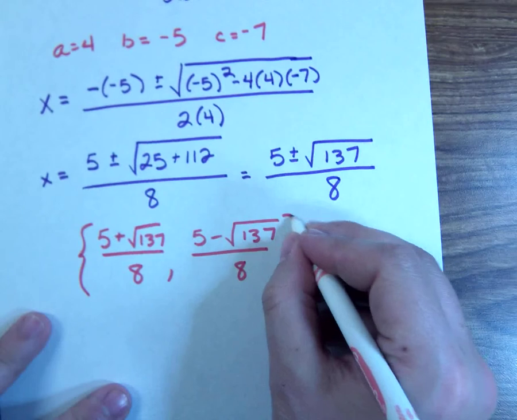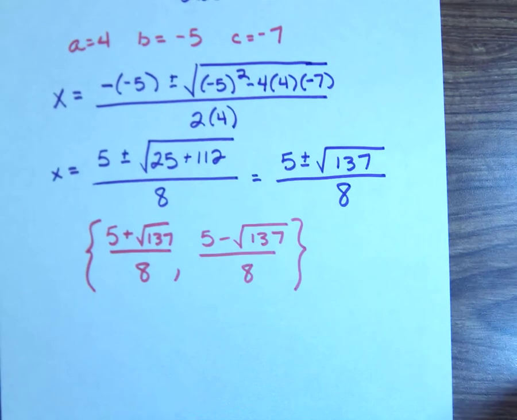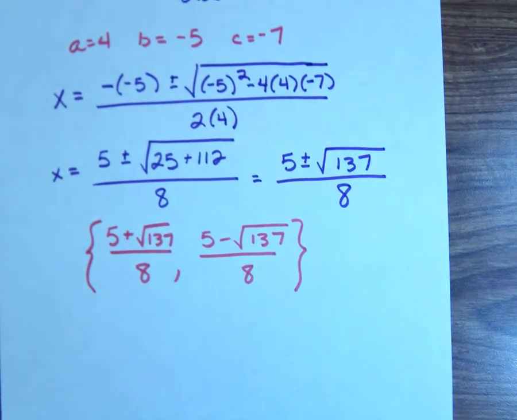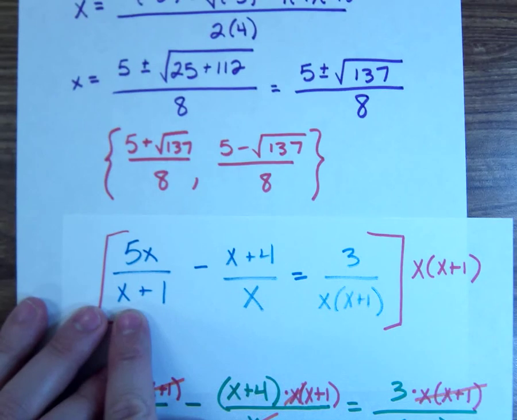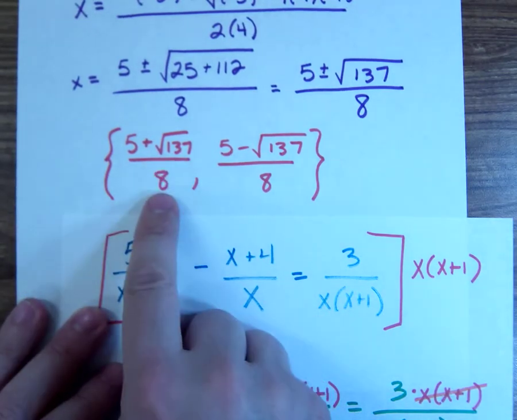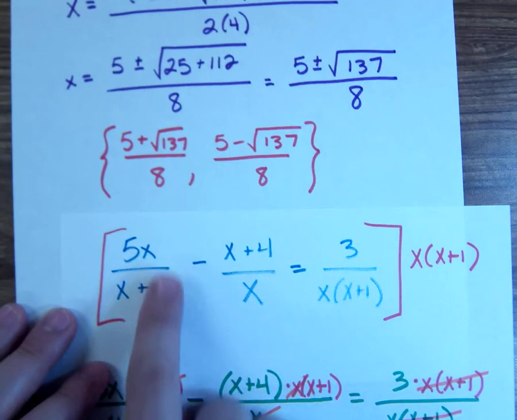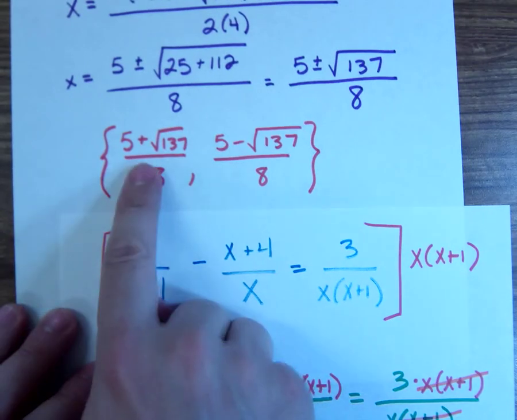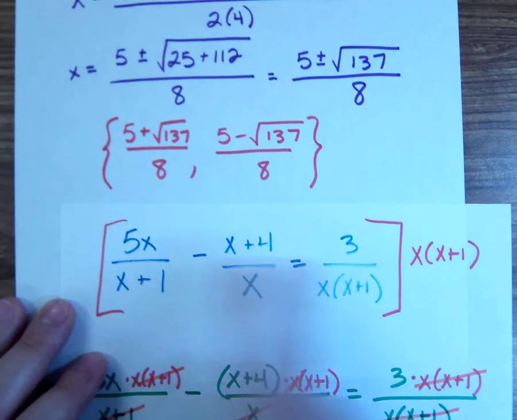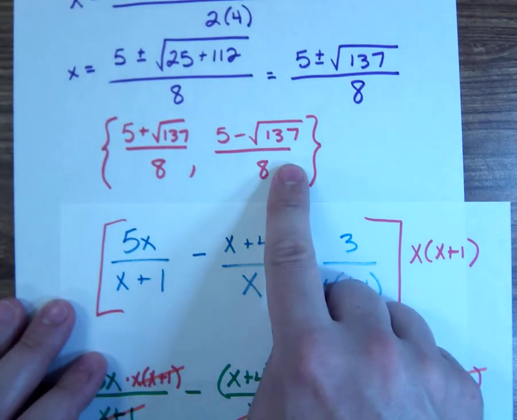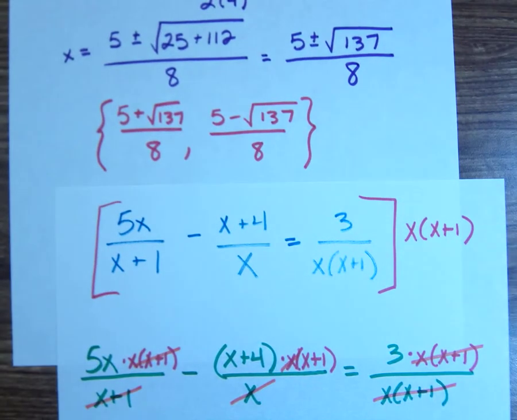How are you supposed to make sure this is right? Oh, it's really easy. You take these two answers and plug them into the original equation. So instead of x plus 1, you'll replace it with 5 plus the square root of 137 over 8, plus 1. Replace all the x's with the answer and make sure it works on both sides. Then replace all x's with the other answer and make sure it works on both sides. I think that's a pretty simple way to do it.